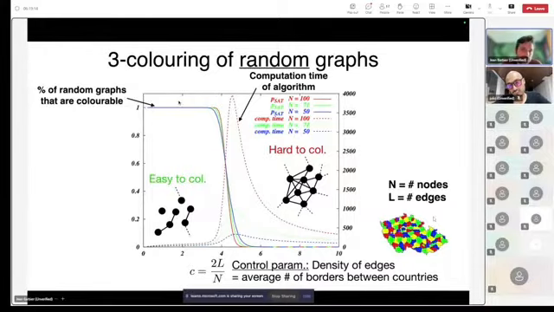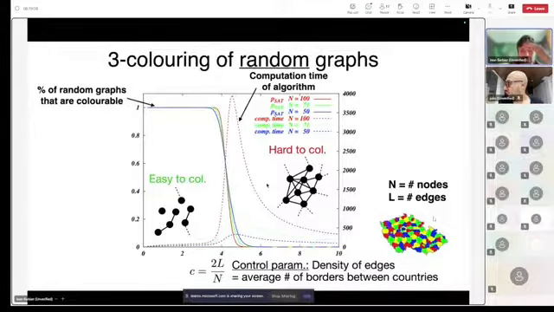So it means that you go from basically graphs that are easy to color, almost all of them can be colored in this region, so it's a colorable phase, to a non-colorable phase where almost all the graphs you cannot color properly. You will always make mistakes.